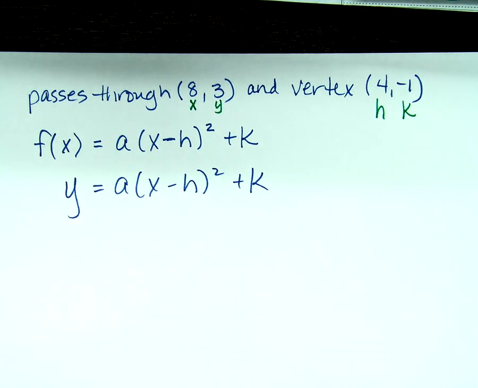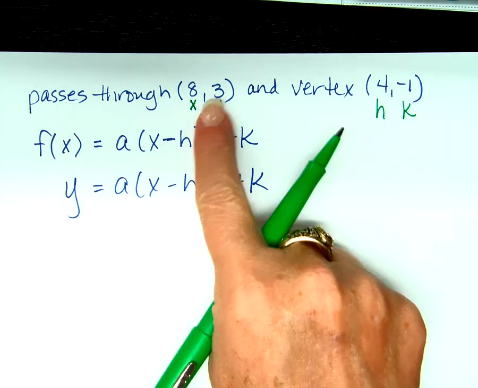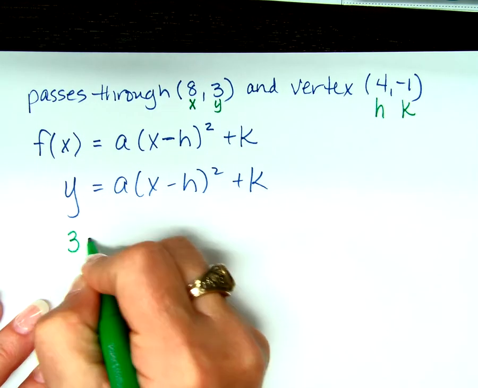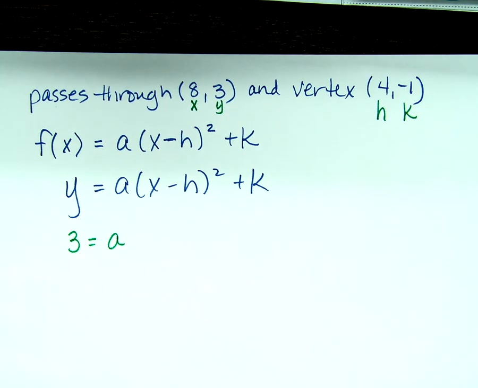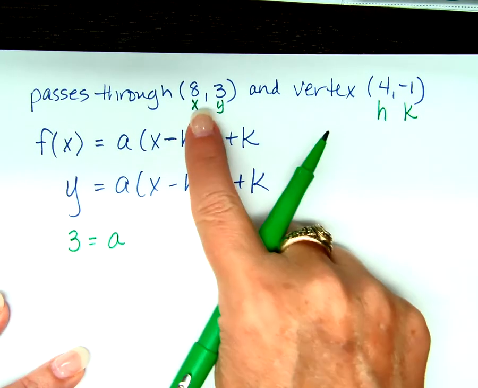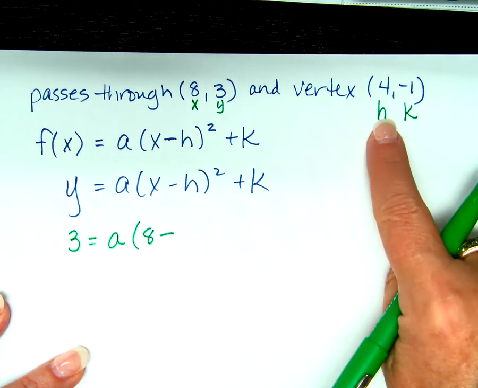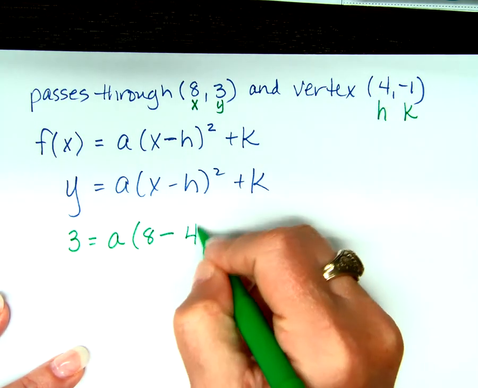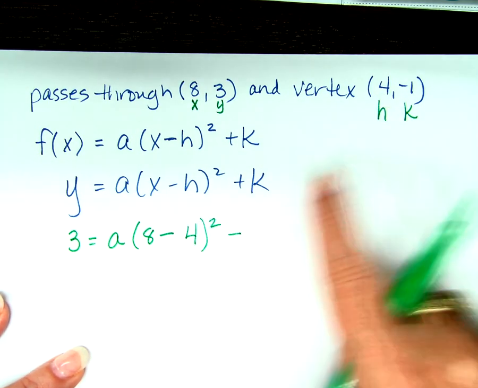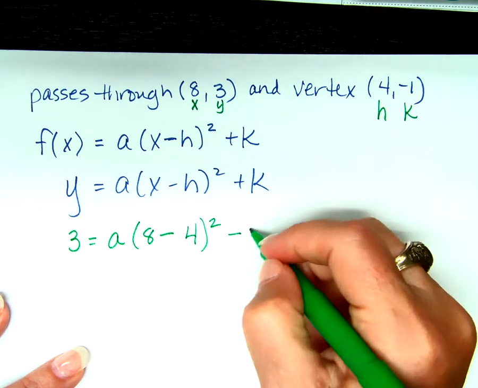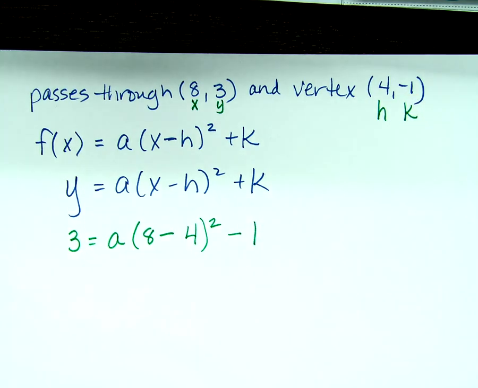Okay, so let's go ahead and plug in what we know. Are you okay with that? Well, what's Y? 3. So 3 equals A. A is, remember, what we're trying to figure out. What's X? 8 minus H, and H is 4, squared, plus K. K is -1, so it's -1, right? And that's not an uh-oh, is it?